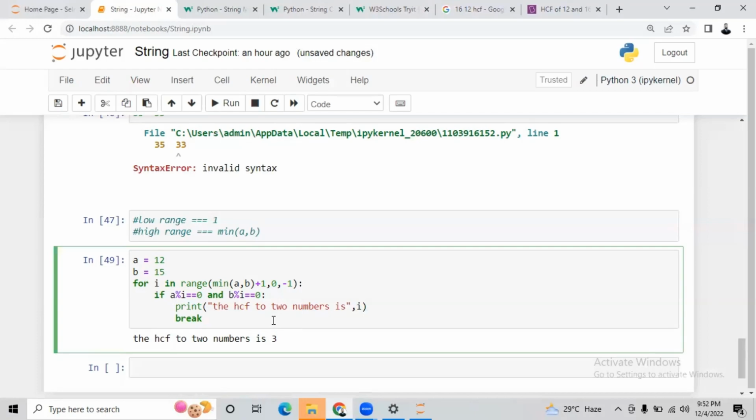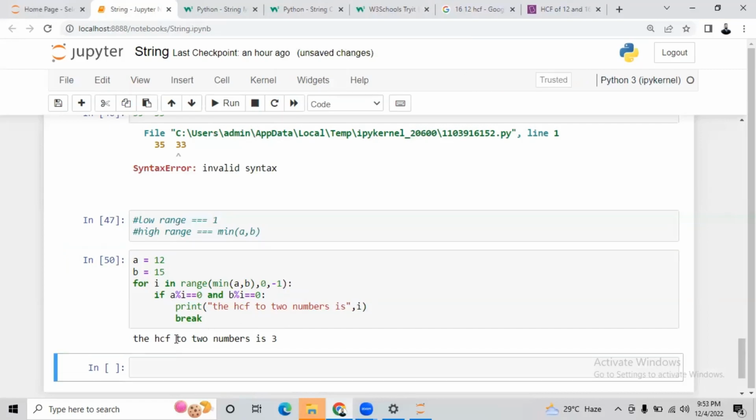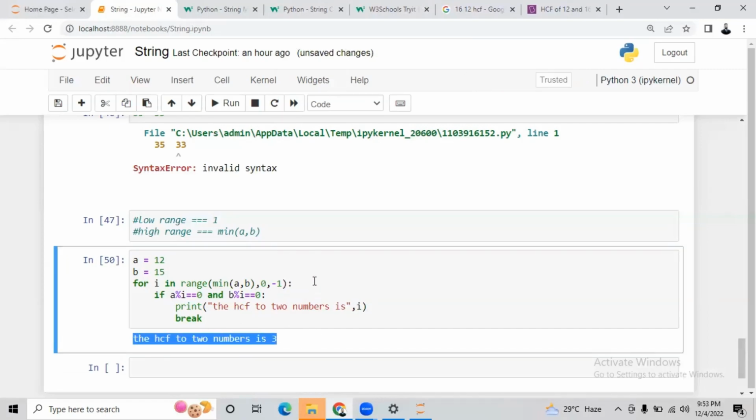Can you repeat, Akash? Right, min of A, B. Actually the plus 1 is not required in the range now. Min of A, B. One is not required now. Okay, got it. So it works. Okay, fine.